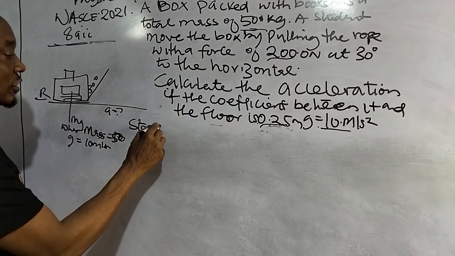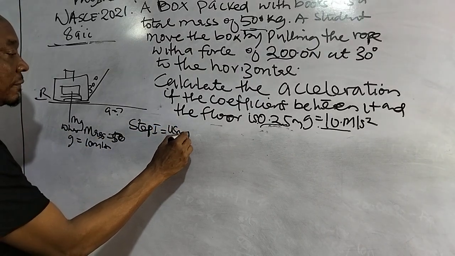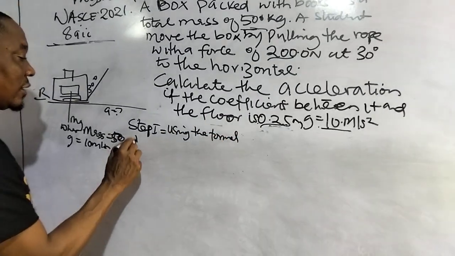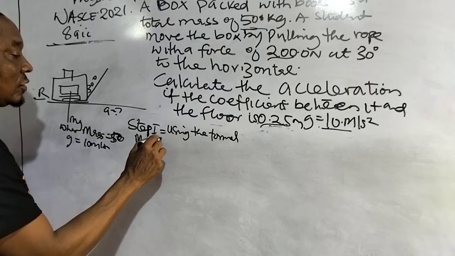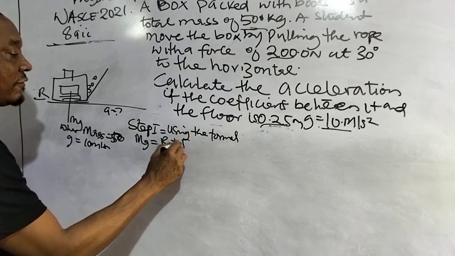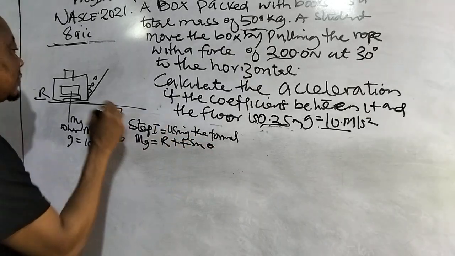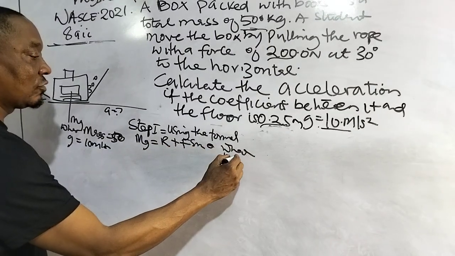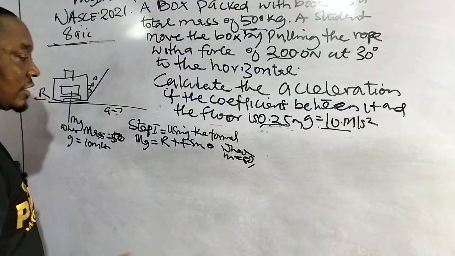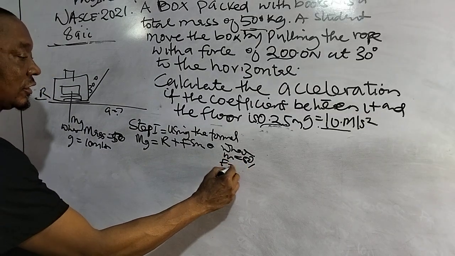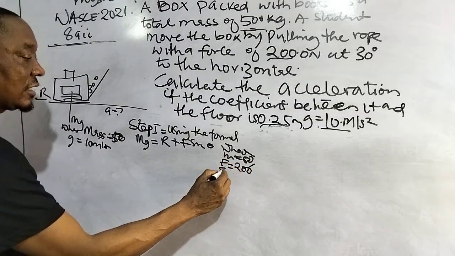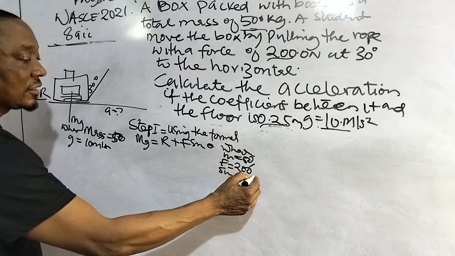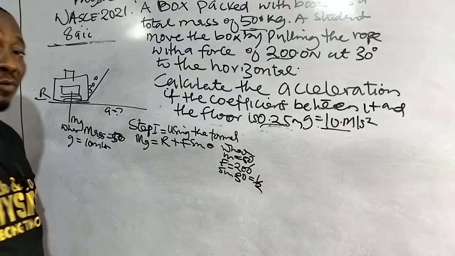This is step 1. The formula we are using is mg equals R plus F sine theta. Here m is the mass, as we have known. m is 50. Force is 200. Theta is 30. Sine 30 is the same thing as a half, or 0.5.